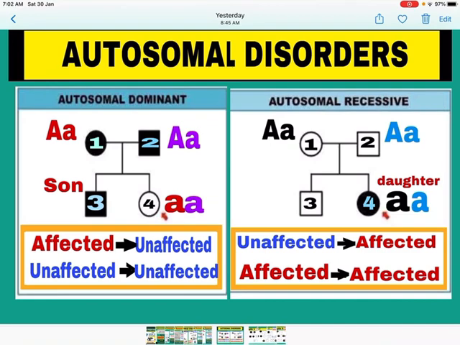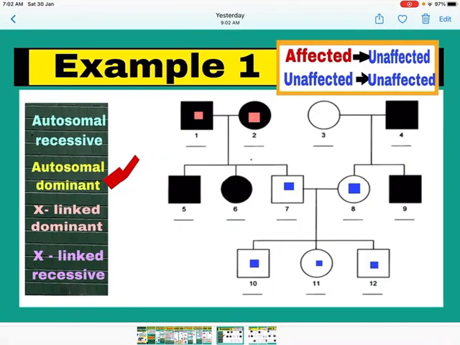Now let us solve some problems. This is example number 1. See the pedigree. Which rule you can apply here? It is very prominent here. See, 2 affected parents 1 and 2 are having unaffected child number 7, and also one important thing to further verify this, see unaffected parents 7 and 8, they are having all their children unaffected. This is the clue for autosomal dominant disorder. It is rule number 3, so answer is autosomal dominant.